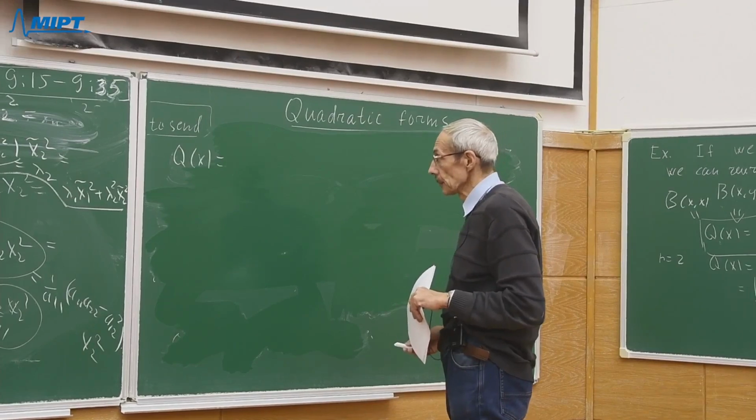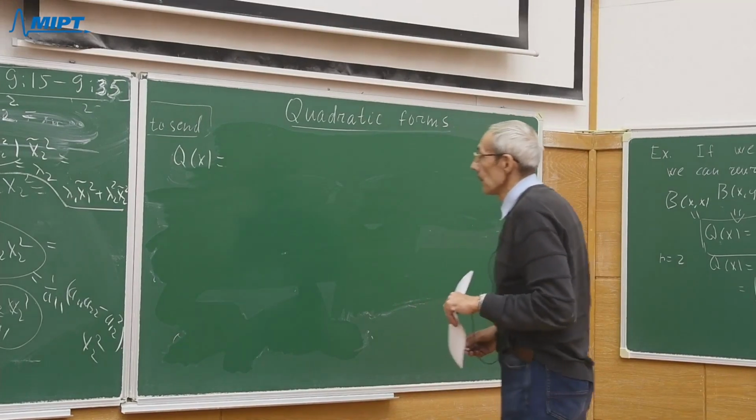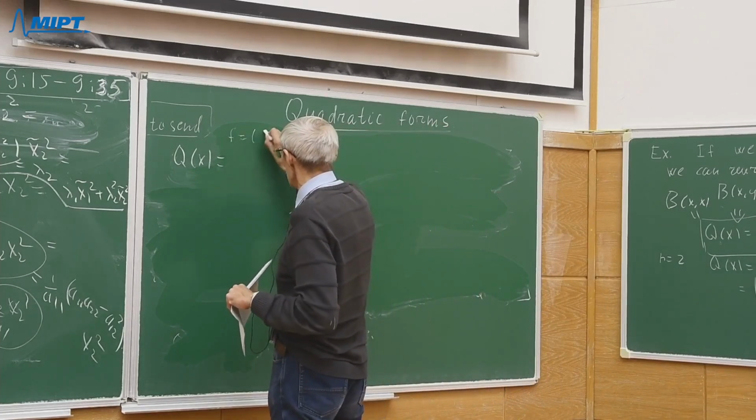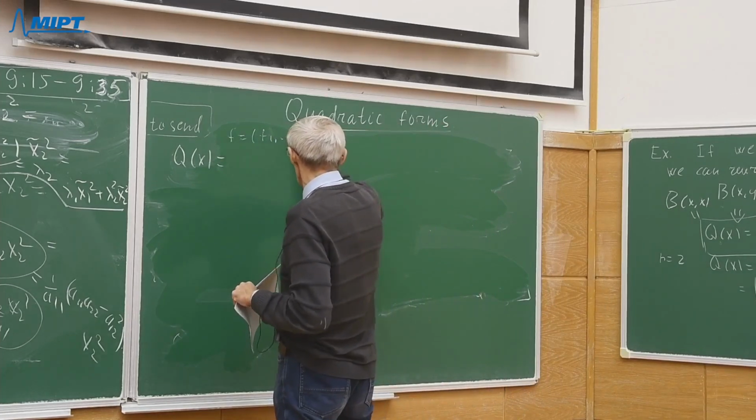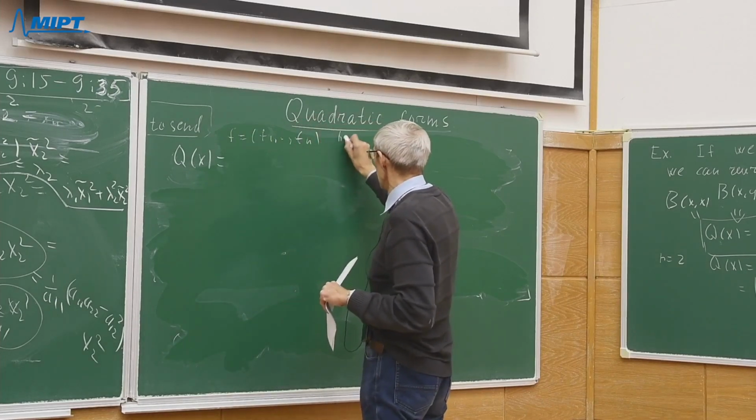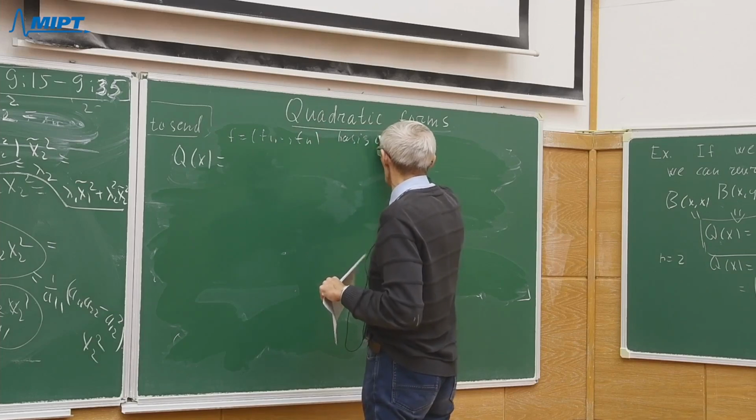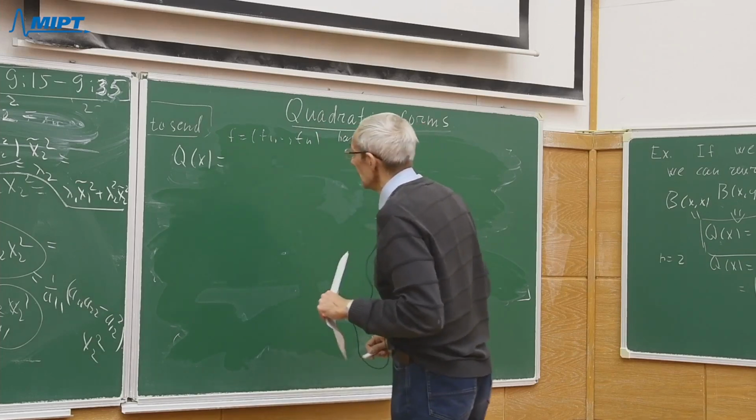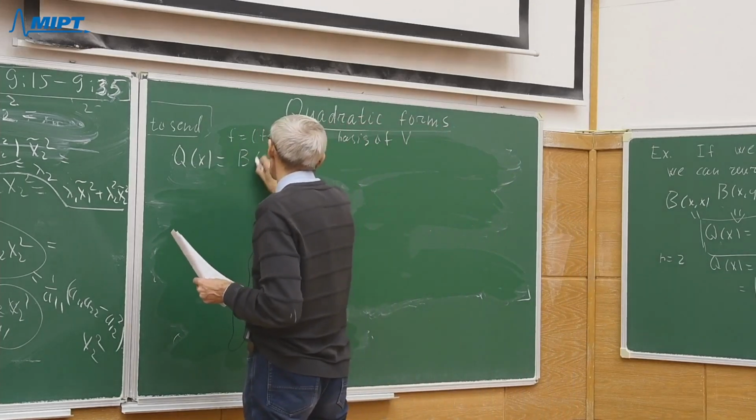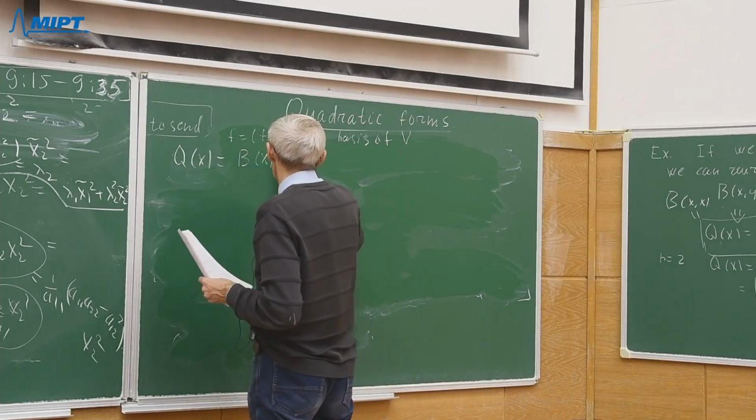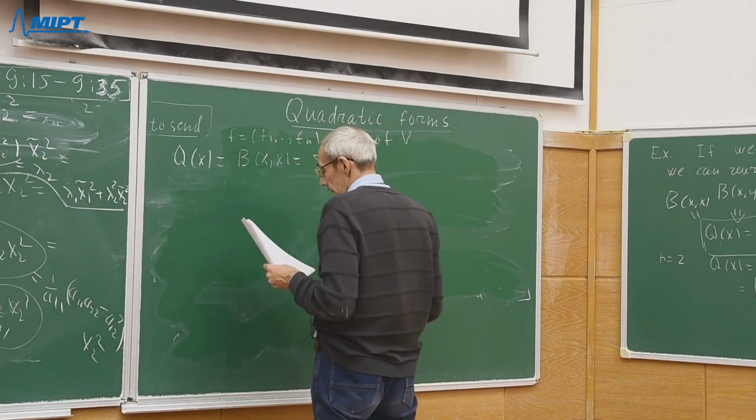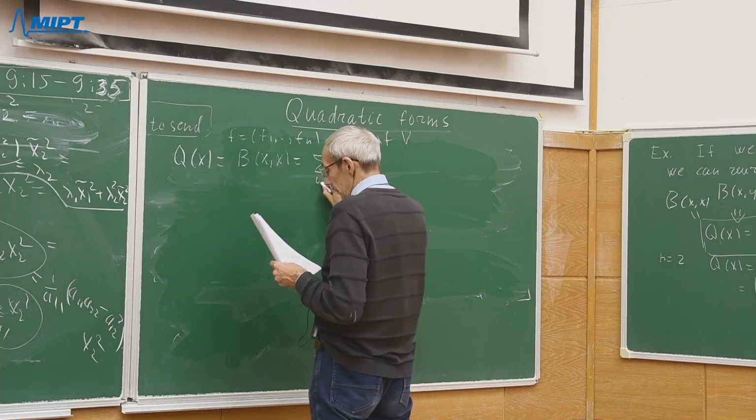A positive integer, and let f be some basis of the vector space V, and in this basis we can present our quadratic form in the following form.